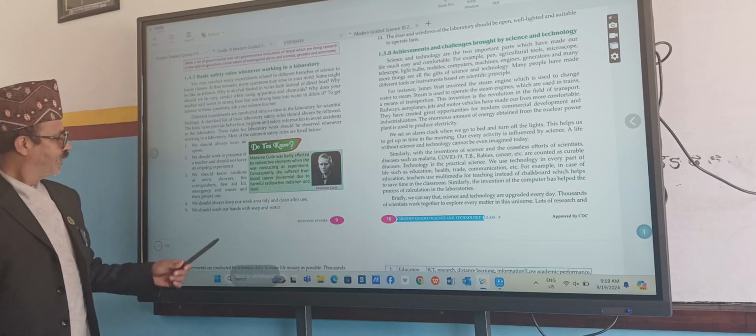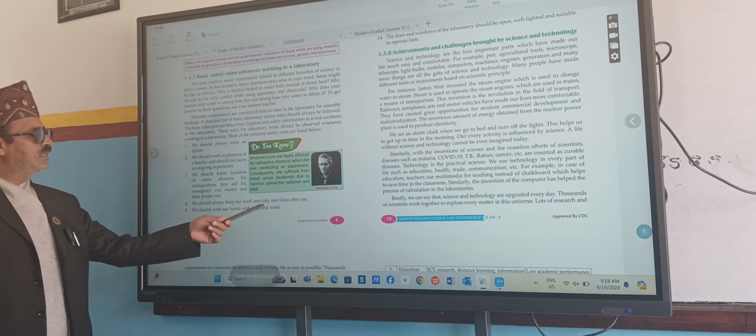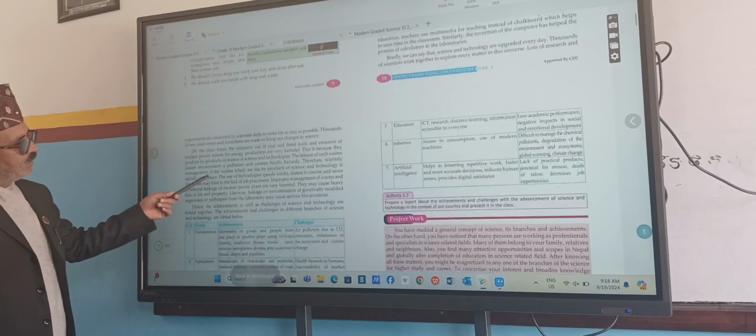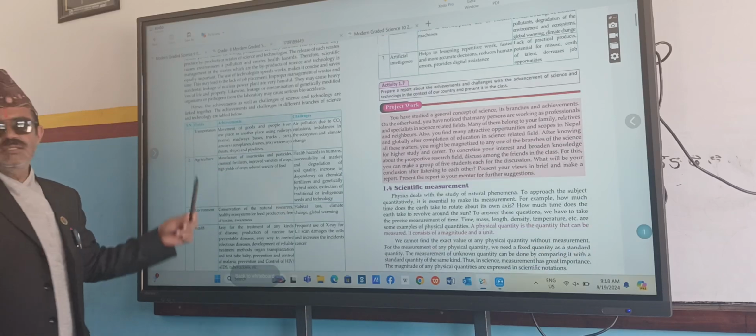What to do? We should always keep our work area neat, clean, tidy. We should wash our hands with soap and water. These things.